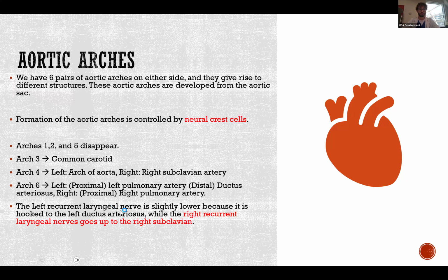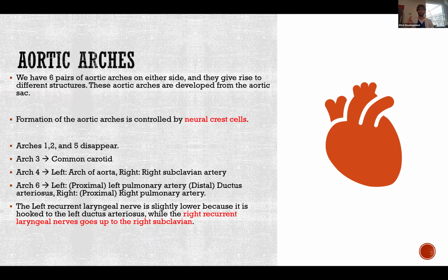The left recurrent laryngeal nerve is lower than the right recurrent laryngeal nerve. Why? Because the left recurrent laryngeal nerve, as it's trying to go up, will find the ductus arteriosus. Didn't we say that on the left side, the left sixth aortic arch will give us the ductus arteriosus? Well, the ductus arteriosus is going to be on the left side. For this recurrent laryngeal nerve, when it's going up, it's going to find the ductus arteriosus on the left side, which is going to wrap around it.